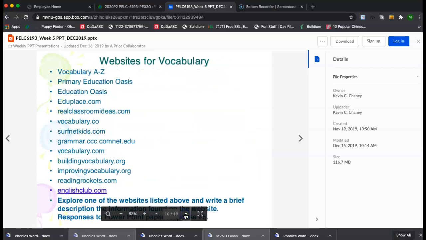Some websites for vocabulary. And you are to explore one of the websites and write a brief description of the information that you found. And that's PowerPoint response number 5. If you have a vocabulary website that you like to use and it's not listed on here, you may include that in your response.